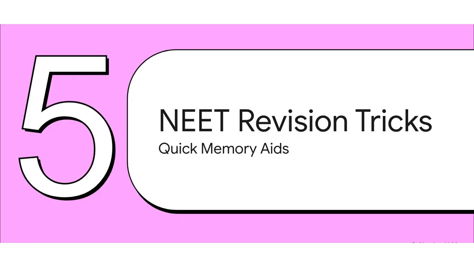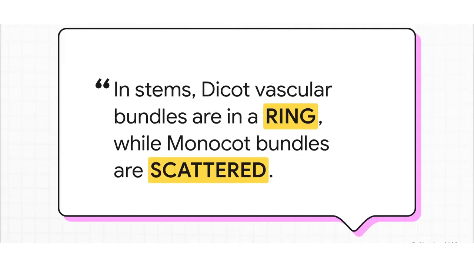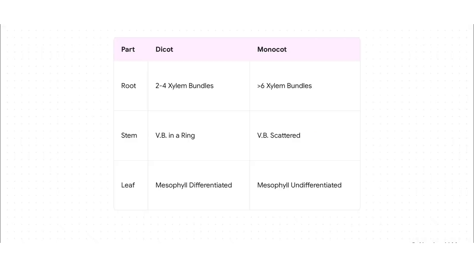Okay, we've covered a lot of ground. So now let's look at some super tricks for revision, just to make sure all this information sticks in your brain for good. For the stem, just memorize this simple line. Dicot ring में है, monocot बिखरा हुआ है. Dicot vascular bundles are in a ring, and monocots are scattered. That's it. That's the trick. Think of this slide as your final cheat sheet, your short notes. Go ahead, take a screenshot.